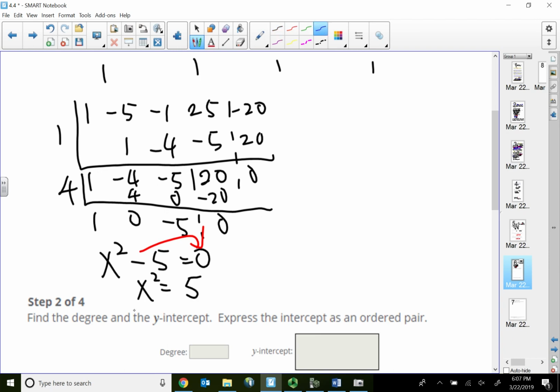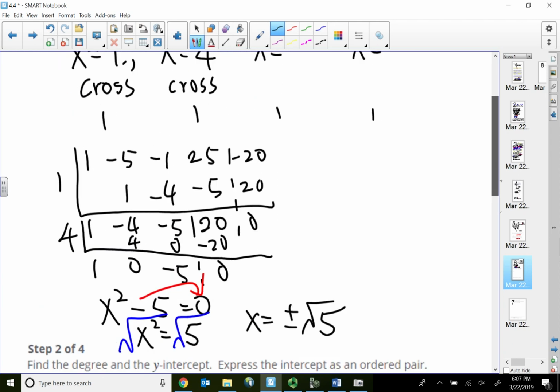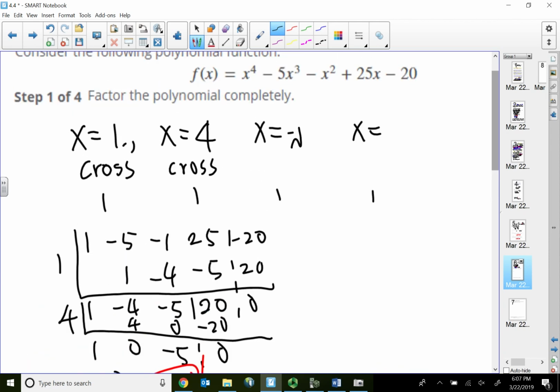So when I take a square root on both sides, the other two zeros are x equal to positive and negative square root of 5. Negative square root of 5, positive square root of 5. All right, so it crossed at those two zeros as well. There you go, my multiplicity 4. So in this problem, I have no imaginary terms.